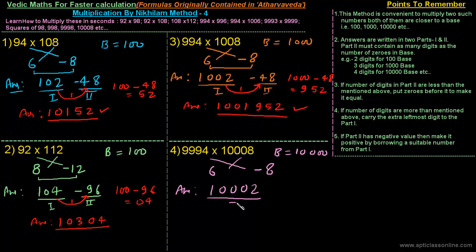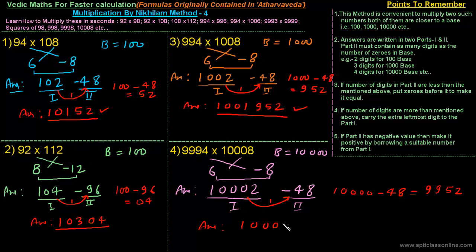That is 10002. That is the first part, and the second part will be the multiplication of these two, that is minus 48. Again, since the second part has negative value, we have to borrow a suitable number. We'll borrow 1, it will become 10,000 here, because the base here is 10,000. So 10,000 minus 48 will become 9,952. So the answer will be 10001 9952. The second part already contains 4 digits, as it must. So we have seen that these examples are solved in this manner. We will see more different types of examples in the next class.